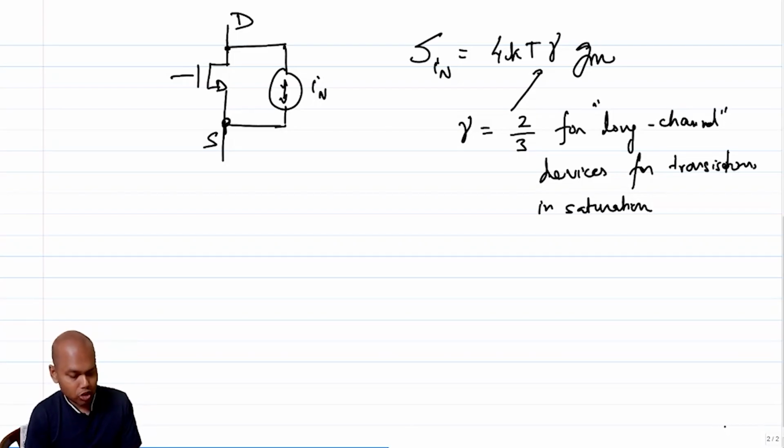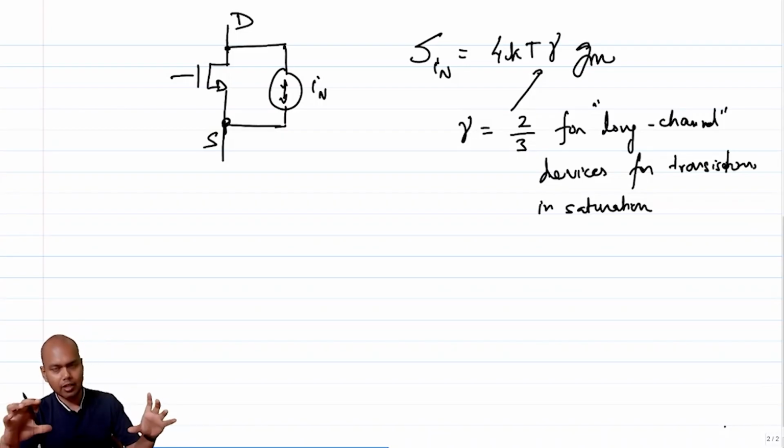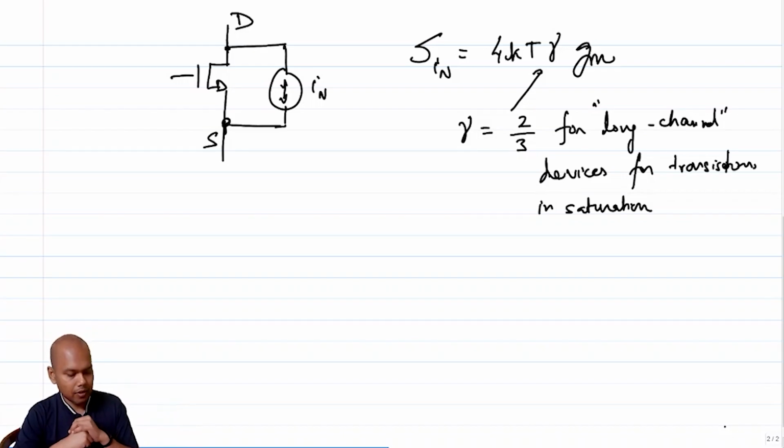For short channel devices, again, what's the definition of long channel and short channel? In your mind, it should be like a device where you have pinch off, but velocity saturation hasn't yet happened, versus a short channel device where velocity saturation has happened, and the charge profile in the channel is not really triangular. If velocity saturation happens and the charge profile becomes triangular, this gamma increases from 2/3 and goes closer to 1, and some devices have also reported gamma to be greater than 1.